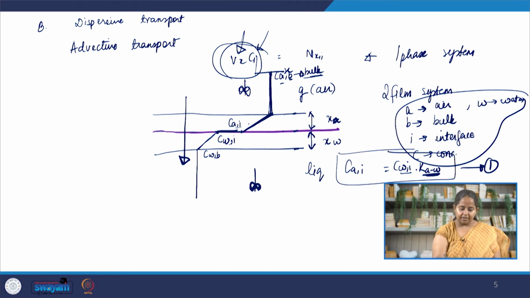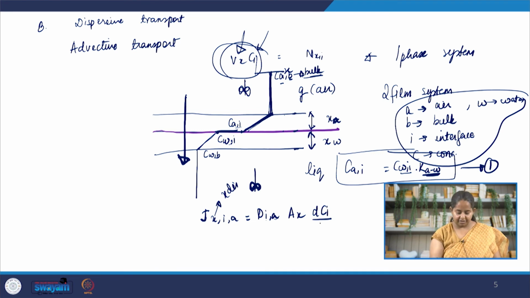Now, since there is a concentration gradient here, we know that the flux will depend upon this concentration gradient. So the molar flux through the gas side can be written as JXIA. Here again, X is movement in the X direction, so in this particular direction, I is happening at the interface, A is happening from the gaseous side. It will be given by, remember, Fick's law comes into the picture: DIA, which is the diffusivity of contaminant I in the air, AX, which is the area, and then the concentration gradient of the contaminant I by the distance. So this we can rewrite as DIA AX dCI/dX.